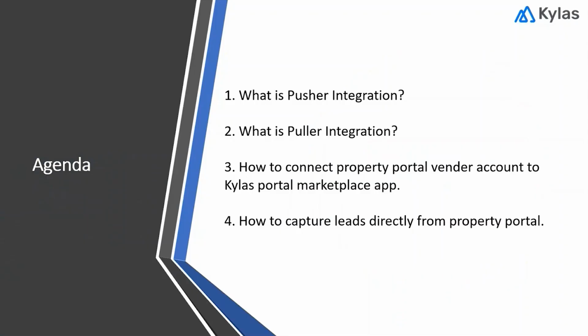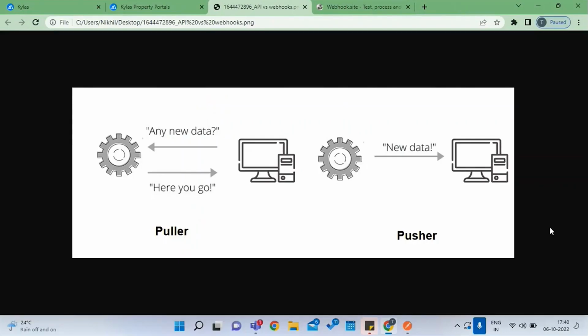In today's webinar, we are going to see how we have done property portal integration. There are two types of integration available in the property portal application. The first one is pusher and the second one is puller. We will see how you can install this property portal application in order to get all the leads available on your property portal. Let me share my screen and show you how this can be done. I hope my screen is visible.